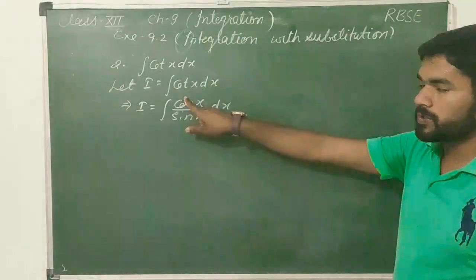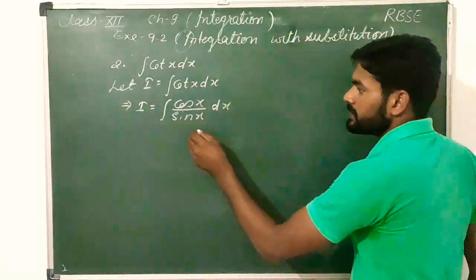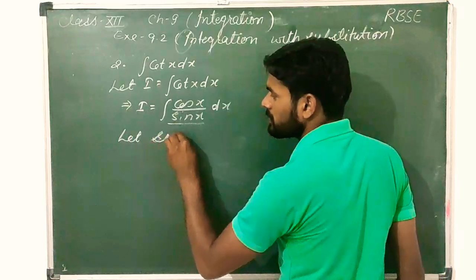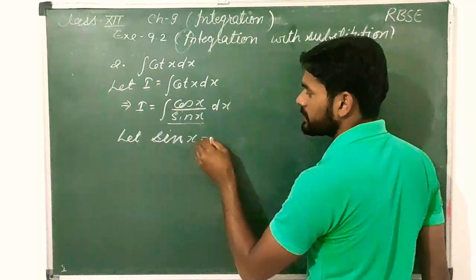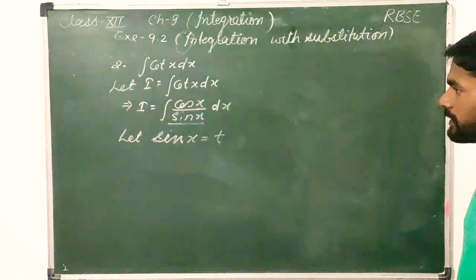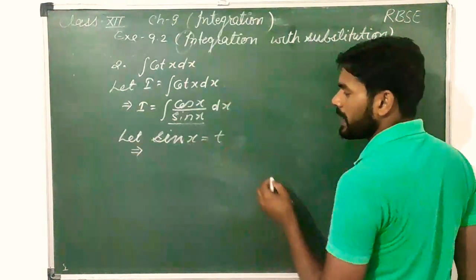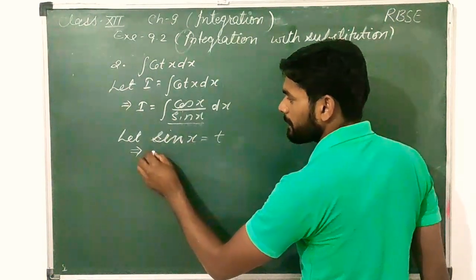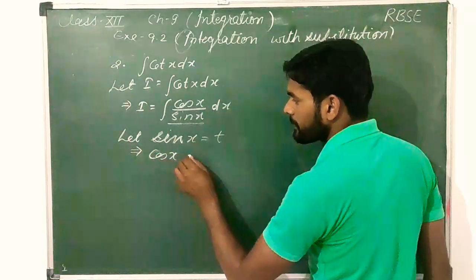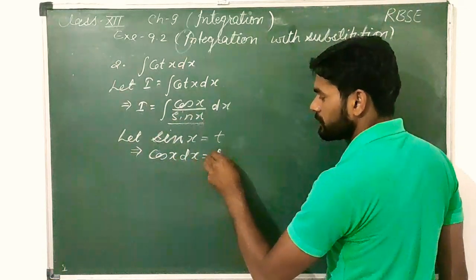Of sin x is equal to cos x, which is available in our function. So consider that sin x is equal to t. It is our substitution. If sin x is equal to t, then on differentiating sin x with respect to x, it will become cos x dx is equal to dt.